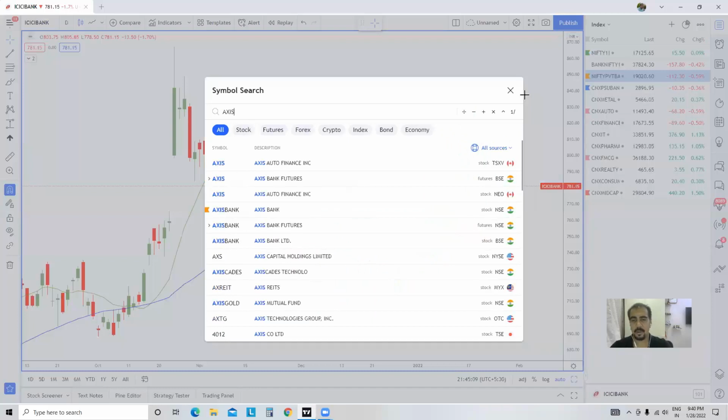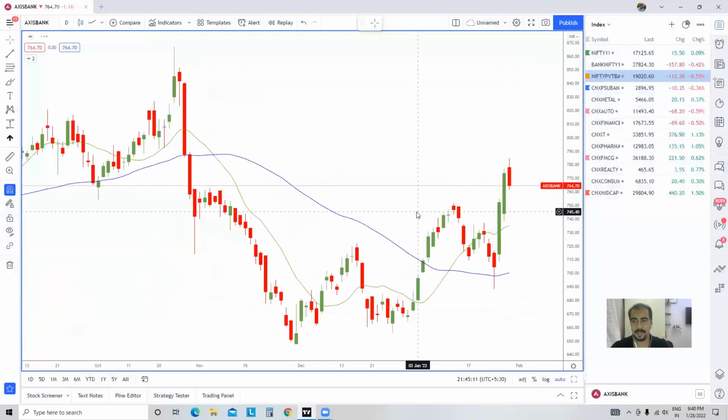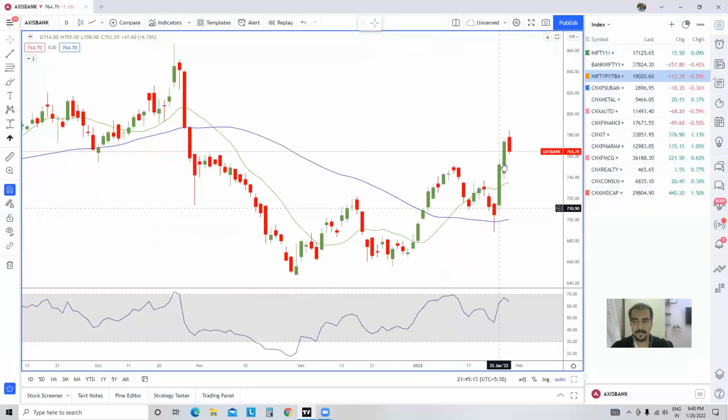And the second one has already shot up, I guess. And that's Axis Bank. It has gone up very beautifully. You can see this hammer. You can see two big green candles. So this particular stock is already outperforming.